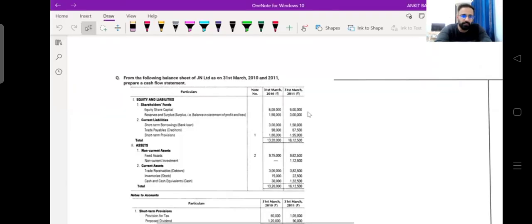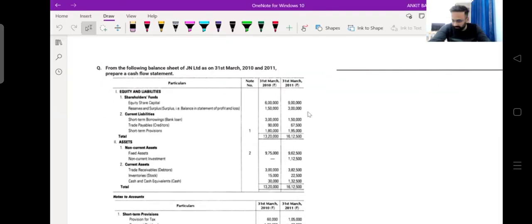Here you can see the question is given. I will read the question. After that, we will solve this question carefully. So see. From the following balance sheet of JN Limited as on 31st March 2010 and 2011, prepare a cash flow statement. So one date is given, 31st March 2010, and another date is given, 31st March 2011.